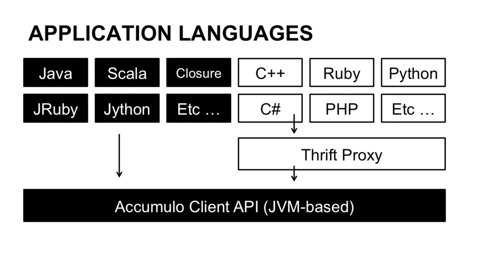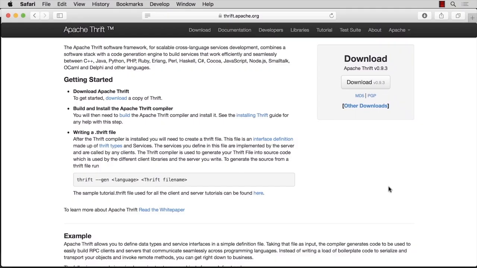The Thrift proxy makes it possible to develop applications in any of the many languages supported by the Apache Thrift project. Apache Thrift is a software framework for scalable cross-language services development, originally developed by Facebook. It allows developers to specify data structures and services in an interface development language, or IDL, which can then be used to generate code for RPC clients and servers in various programming languages.